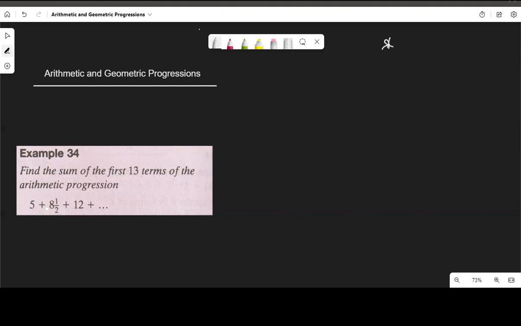So the first question here says, find the sum of the first 13 terms of the arithmetic progression 5 plus 8.5 plus 12 plus ... The dots mean the sequence continues. So we have to find the sum of the first 13 terms of the arithmetic progression. For an AP, the sum of the nth term, which is Sn, is given by n over 2 multiplied by 2a plus n minus 1 times d.